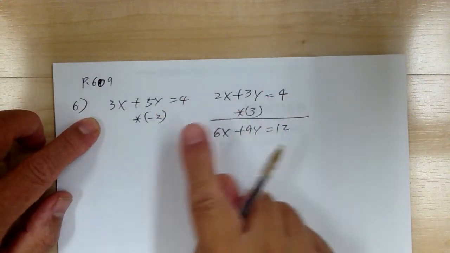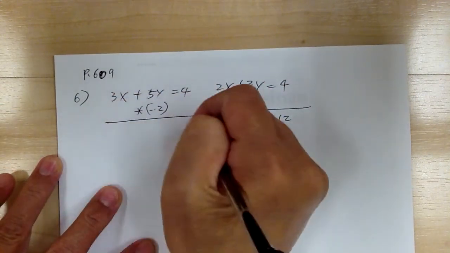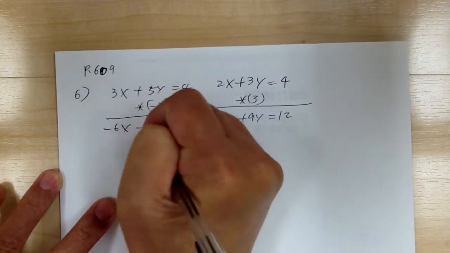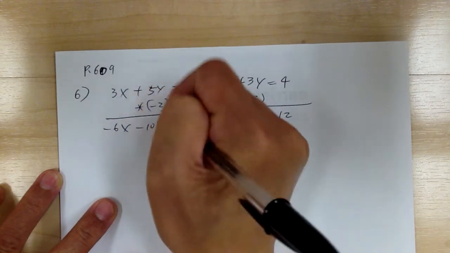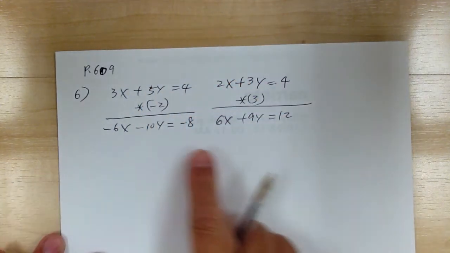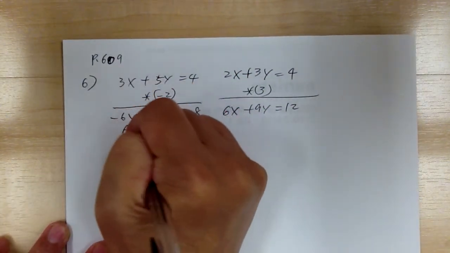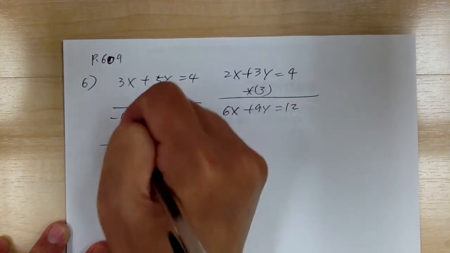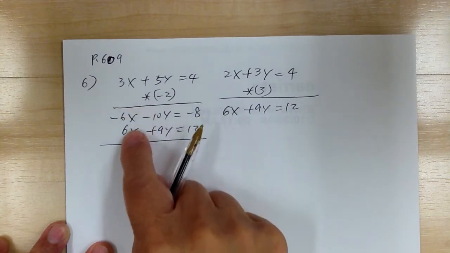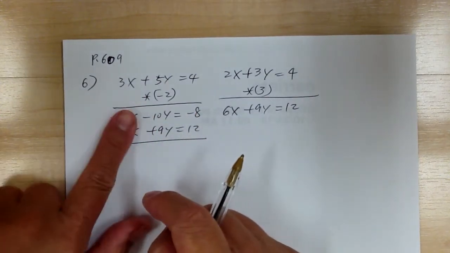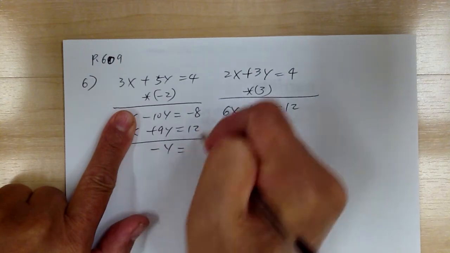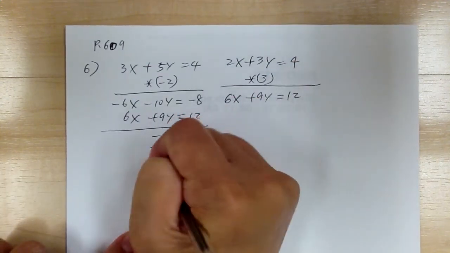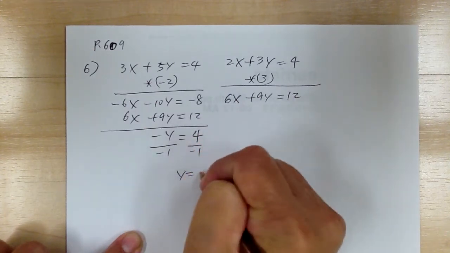Again, first you have to decide which variable you want to make opposite, and you have to figure out these common multiples. Okay, so you can just multiply. And I'm going to put this under here. So 6x plus 9y equal to 12. The reason you make them opposite is so that when you add, they will cancel out. So I got negative 1y. When I add, I get 4. So divide by negative 1, divide by negative 1. So y equal to negative 4.